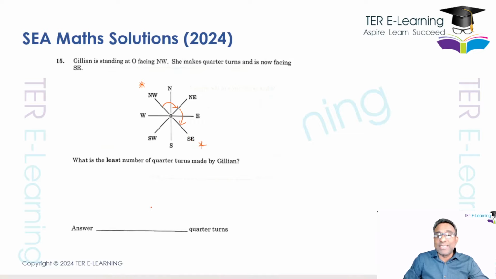So they said, what's the least number of turns that she can do this? It'll be 2. Even if we were to go in the opposite direction, it's still going to be 2 quarter turns in order to make this, right? So the answer is 2.